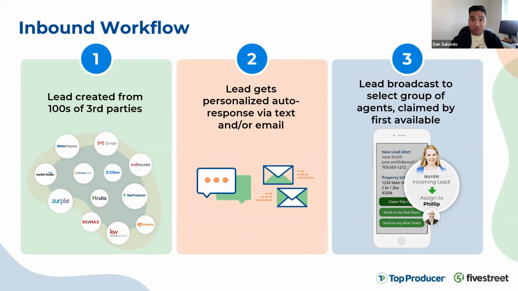Wouldn't it be nice to be able to customize that so they don't think it's a robot that's responding to them? So instead of that, you can customize it to say, "Hey, John, thanks for your inquiry on this 123 Main Street that you found on Realtor.com. I'm Dan, your realtor. Let me know when's the best time for me to give you a call." So that is more personable, and it's automated, right?